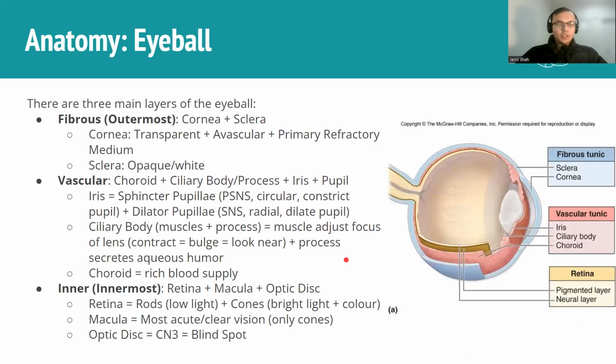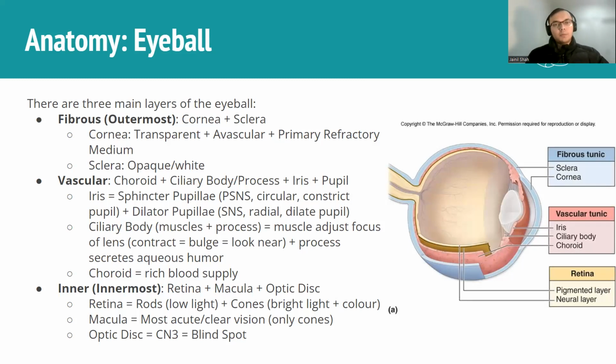Now we come to the eyeball itself, which is covered in your physiology lectures. I'm going to very briefly talk about it here. There are three main layers of the eyeball, which we're going to be covering: the fibrous outermost component, the vascular component, and then finally the innermost component, which is sort of the more neural component that contains the retina, macula, and optic disc. In terms of the fibrous outermost component, we have the cornea and sclera.